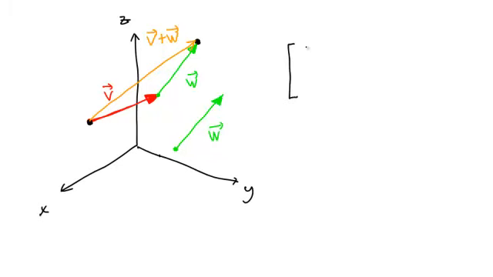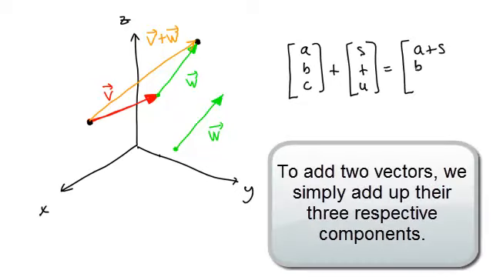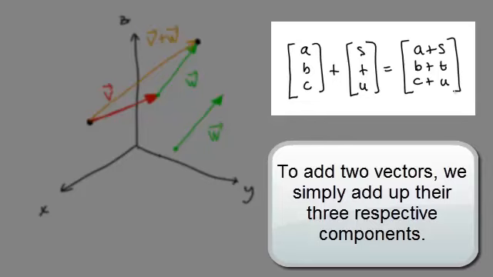If the first vector v had components a, b, c, and the second vector w had components s, t, u, then when we add these 2 vectors up, we would simply add along the components: a plus s, b plus t, and c plus u. So just like in R2, vector addition is done component-wise.